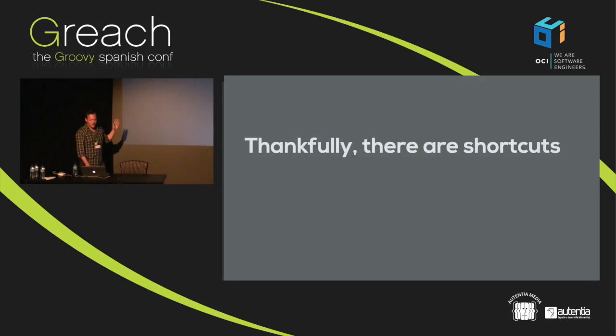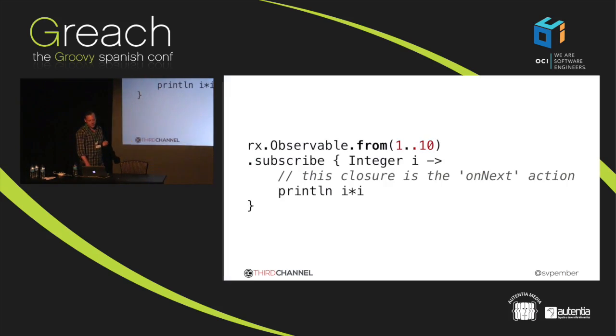Now that was a lot. There's a lot of code. That seems kind of onerous if I'm trying to assemble these things and work with them on a daily basis. So thankfully, there's a lot of shortcuts for simplifying how you create observables and subscribers. So this is a perfectly valid observable and a subscriber. That doesn't seem so bad, right?